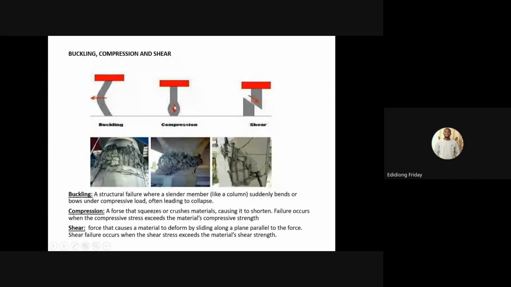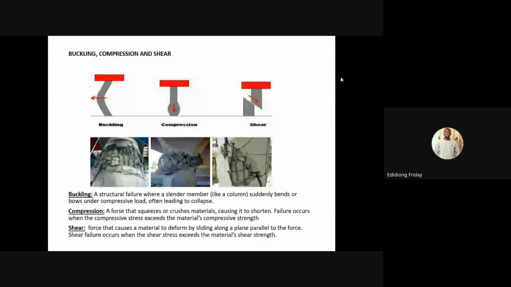Let's discuss compression. Compression is a force that squeezes or crushes materials, causing them to shorten. Failure occurs when the compressive stress exceeds the material's compressive strength. So compression happens when the compressive stress coming on the structural element exceeds the material's compressive strength. Usually what happens is it reduces its height or its size.